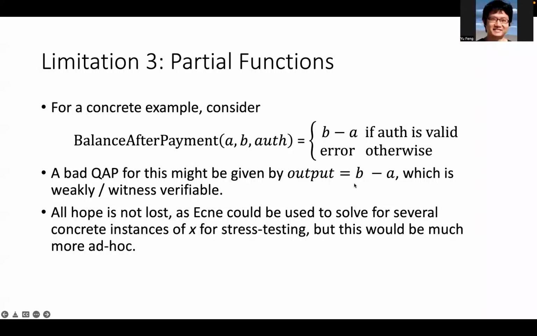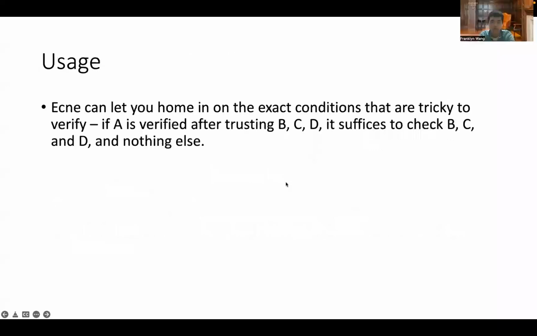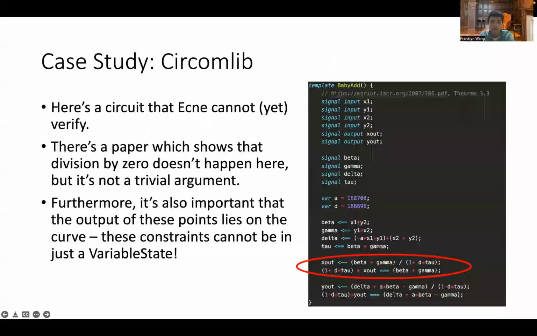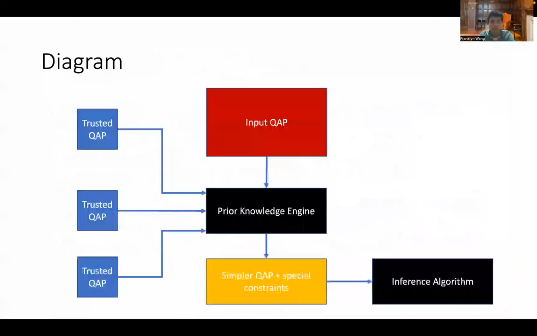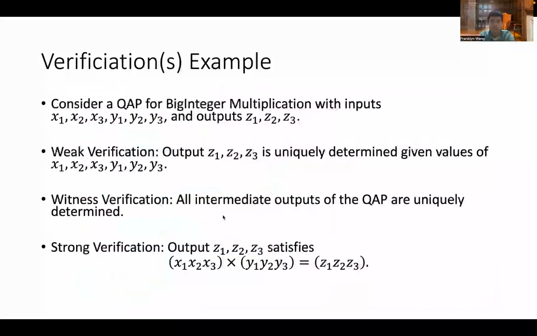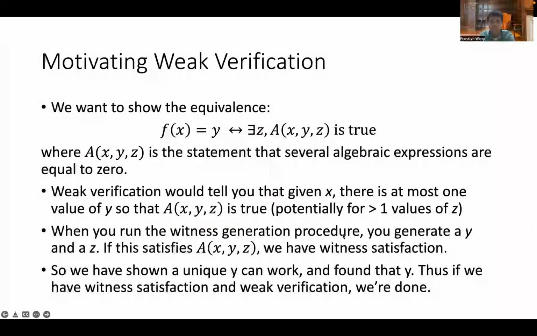But if you remember the argument we had earlier, the earlier argument shows that if you have a witness generation procedure for any x, you've shown that a unique y can work, and you found that y. Okay. But there might not be a y, right? That's the issue with partial functions. So showing that a unique y can work is just not enough. I see. Yeah, that makes sense.